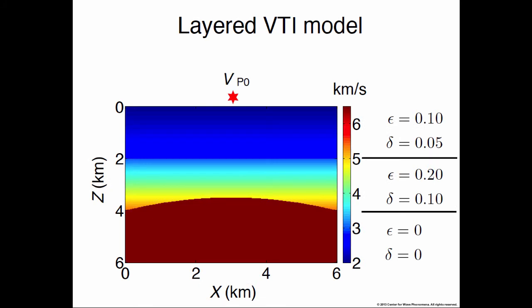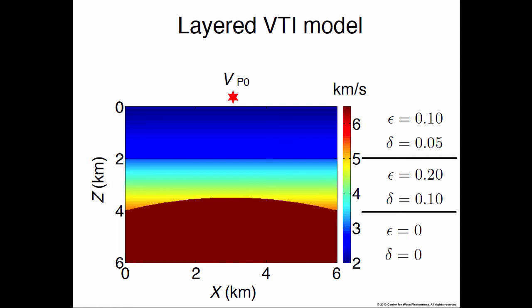Next I'm going to show you an example with a layered VTI model. This has 2 layers. The first layer is at a depth of 2 kilometers and it's flat. The second layer is this anticline-like structure with its midpoint at 3.5 kilometers. The velocity in both layers is increasing with depth. This plot shows you the vertical P wave velocity, and the velocity and anisotropy parameters for each layer are shown on the right.